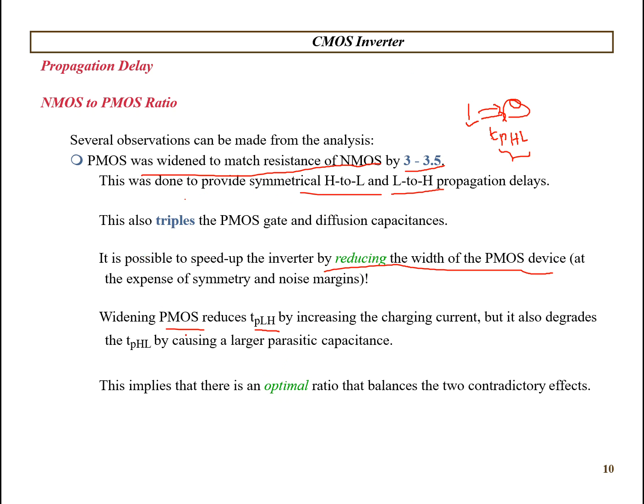That is why widening the PMOS reduces TPLH by increasing the charging current, but it also degrades the TPHL by causing a large parasitic capacitance. Hence, there should always be an optimal ratio that balances the two contradictory effects.